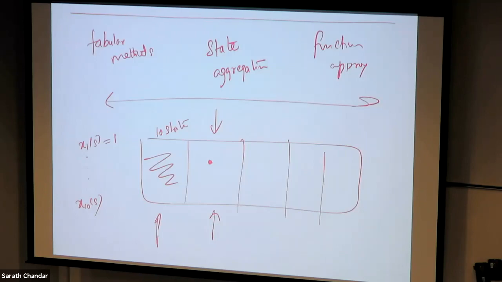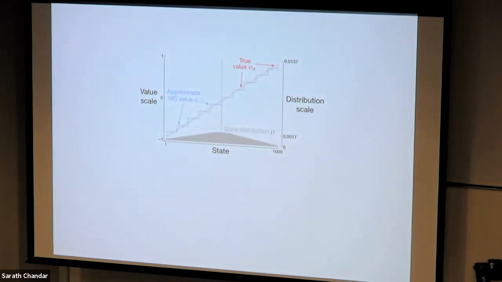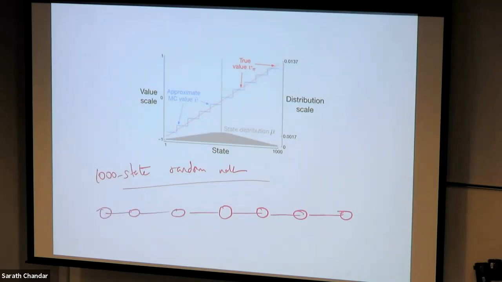So now let us see how this kind of method would work. Here is an example. We are going to look at the 1,000 state random walk. If you remember the random walk MDP that we have seen before, I think we saw a 19 state MDP, right? So you start with a middle state, and then you move to one of the 2 states.